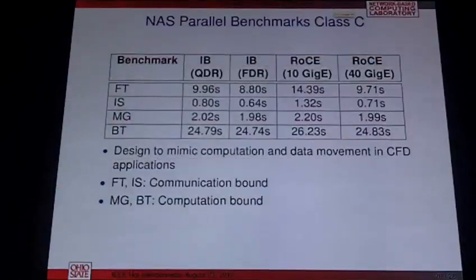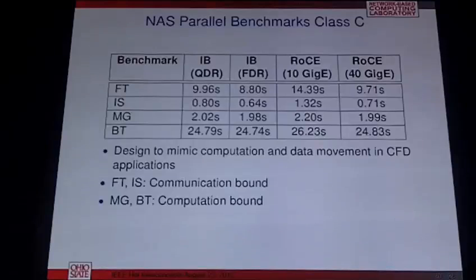At the application level, to test the application, we use the NAS parallel benchmark class C. So what are the NAS parallel benchmarks? These benchmarks are designed to mimic computation and data movement in CFD applications. For this experiment, we use 4 benchmarks: FT and IS, that are known to be communication bound, and MG and BT, that are computation bound.